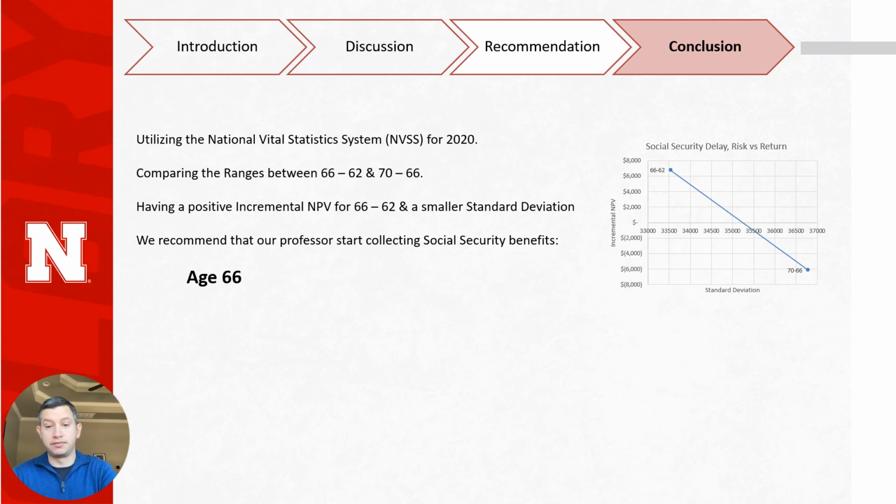Therefore, with the review of all of the information, it shows that our professor should not wait until age 70 to try and maximize the benefit received, but should start at age 66 in order to receive the maximum likely amount based off of the mortality rate of a woman.